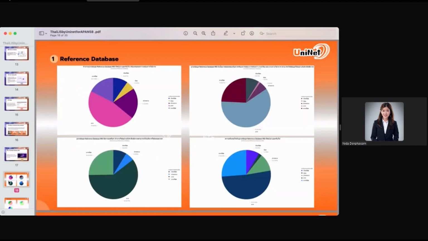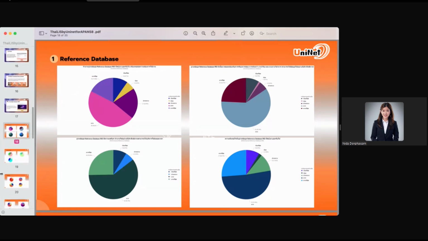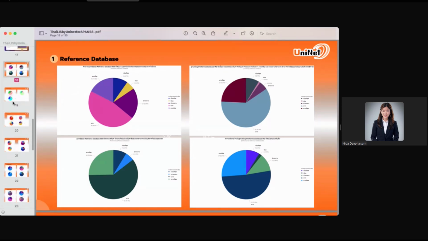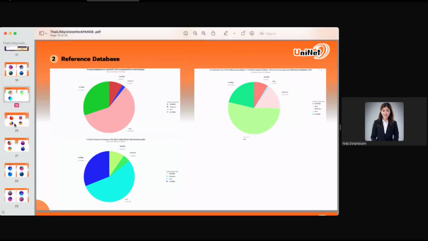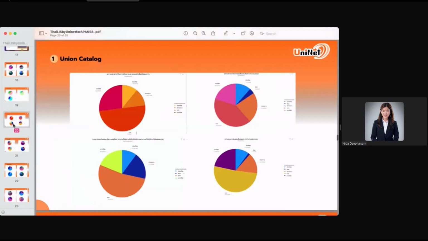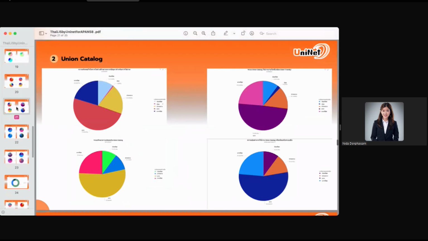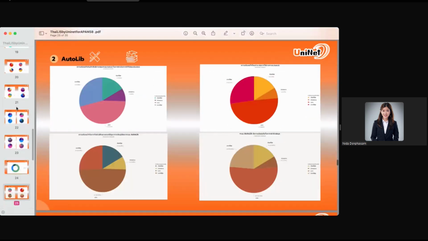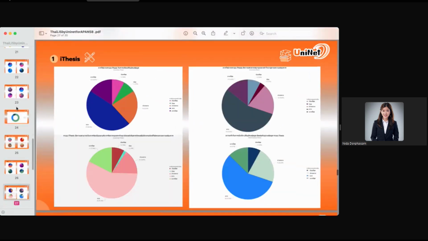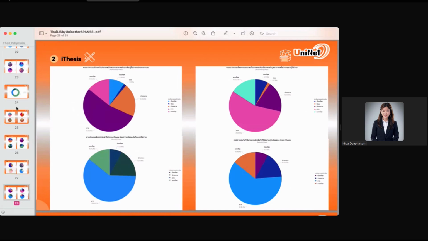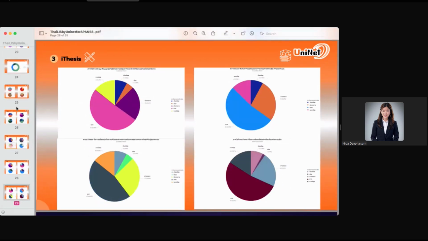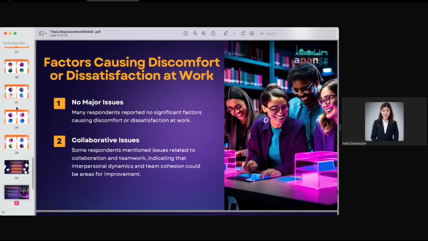And here's all the satisfaction survey data of every service. I will just go through it real quick. Most of the data has shown that the satisfaction results were positive and very good.